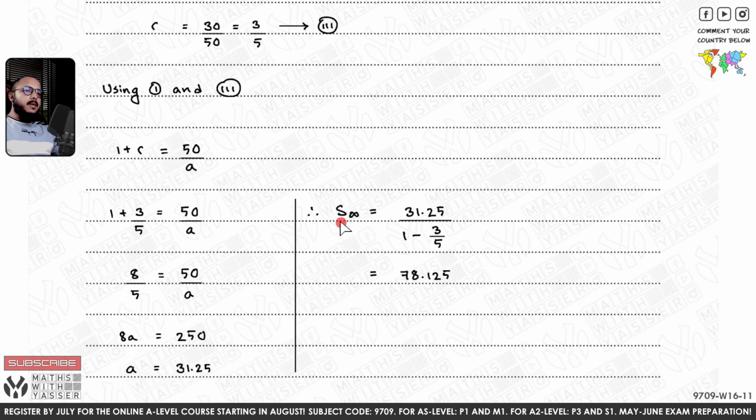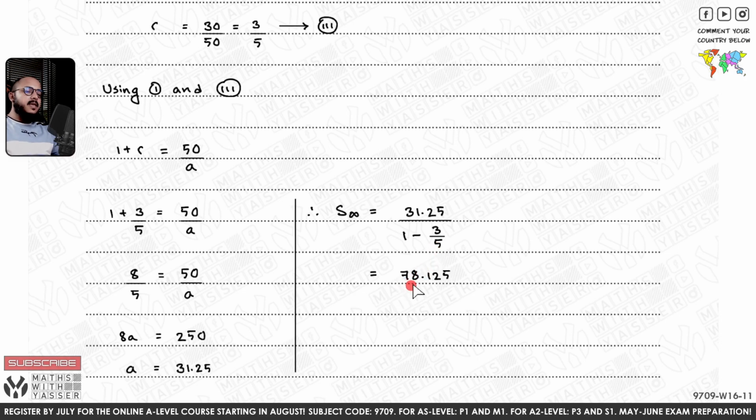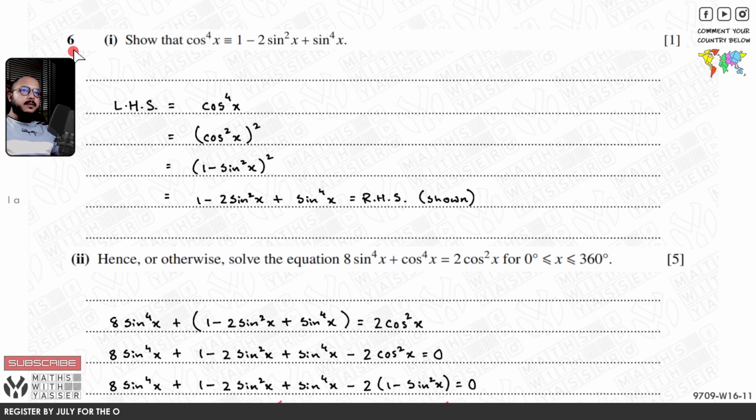Now, to find the sum to infinity, the formula we'll be using is a over 1 minus r. So a is 31.25 over 1 minus r, which is 3 over 5. That gives us 78.125.